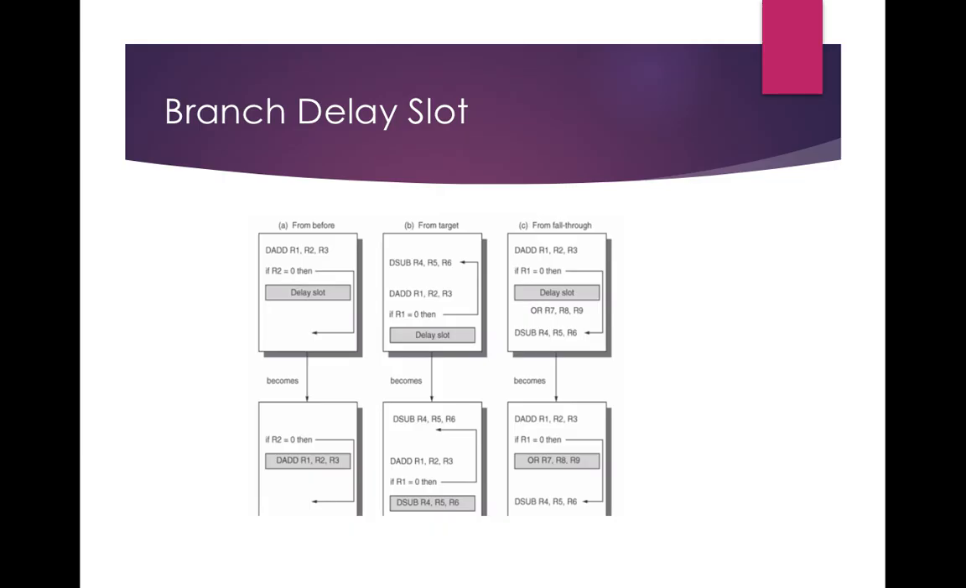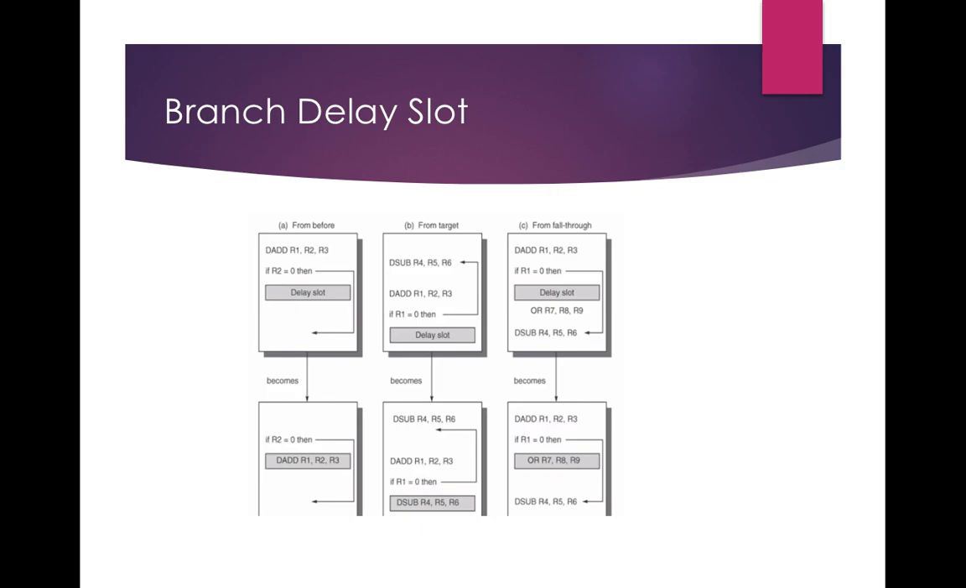In the second case, if R1 equal to 0, the delay slot occurs, and we check whether the previous instruction can be rearranged. We can't move DADD R1, R2, R3, because only after it executes can we check the condition. But we can look at the previous instruction, DSUB R4, R5, R6. It is not data dependent, so that instruction can be put after the branch instruction. Got my point? This is how we resolve the issue.